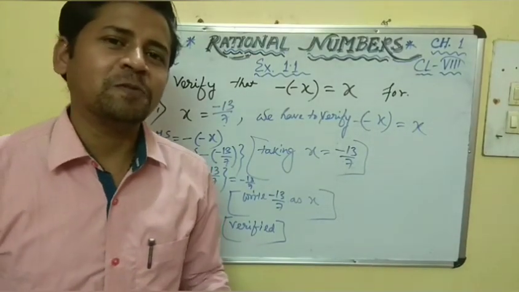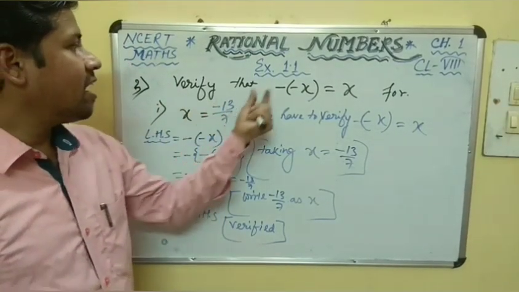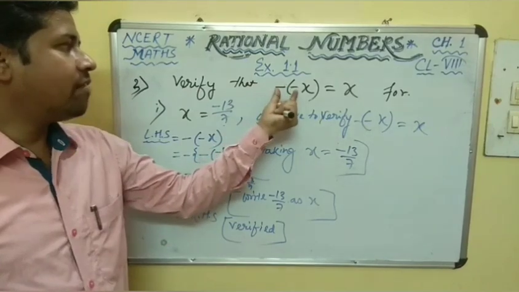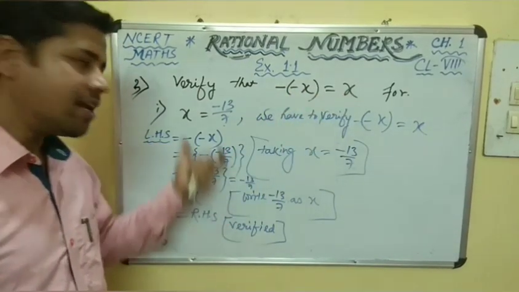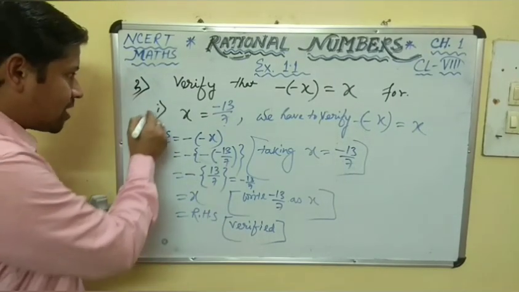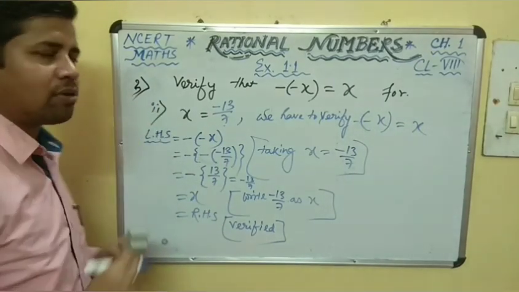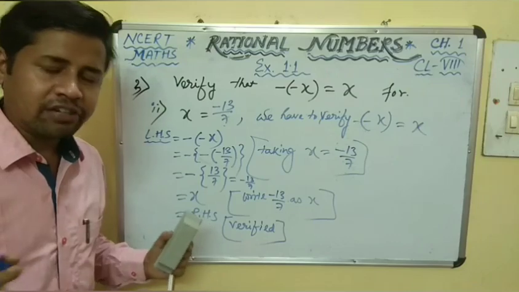I think it is clear to all of you how to verify here. What do you have to verify? You have to verify that minus of minus x equals x. We have already verified both of them. That's it, that was question number 2. Be careful about it. So I think it's clear.